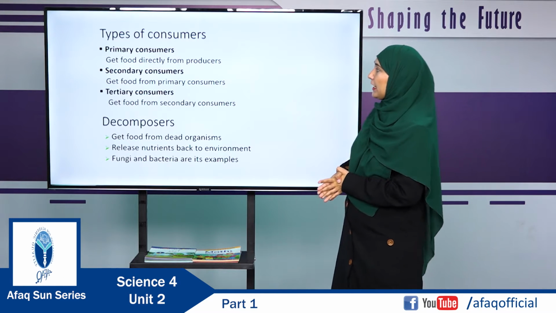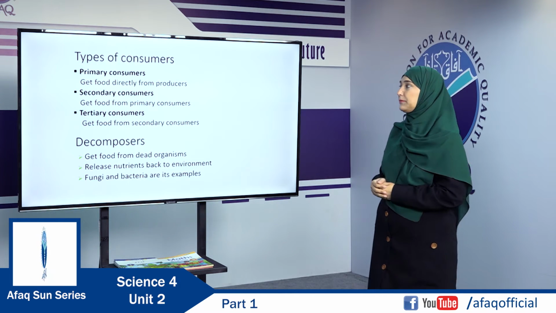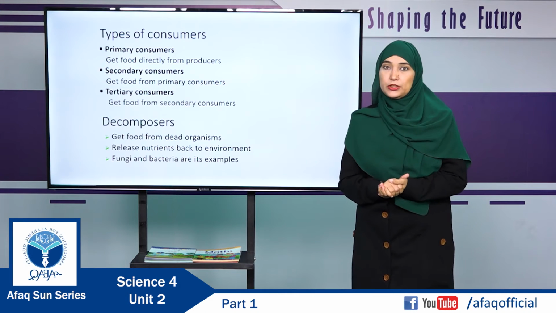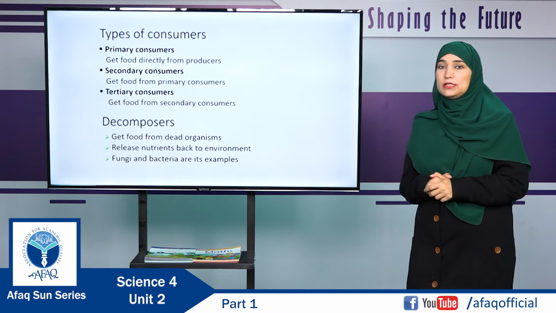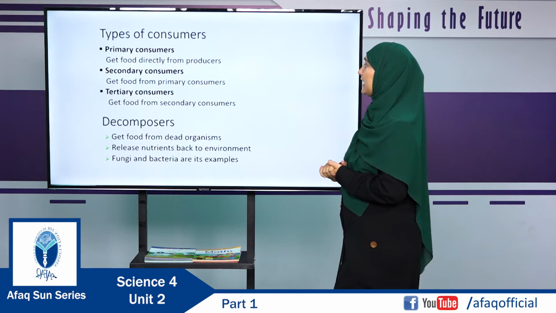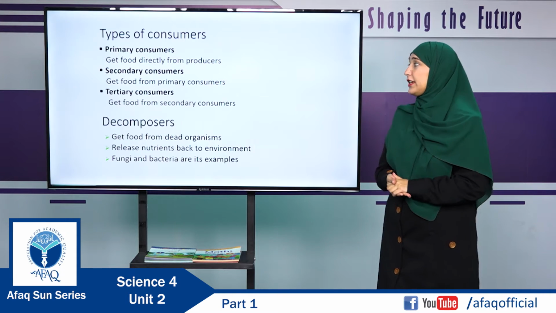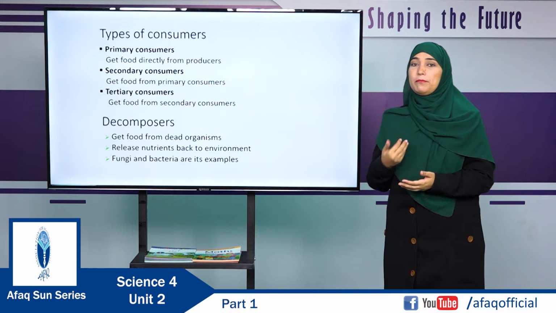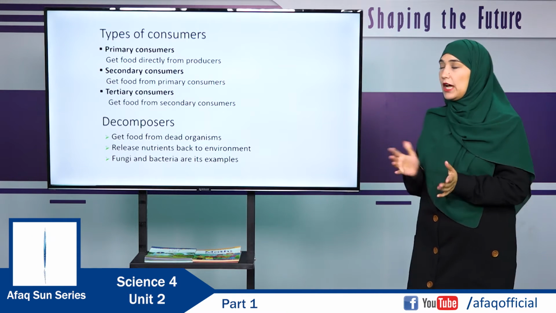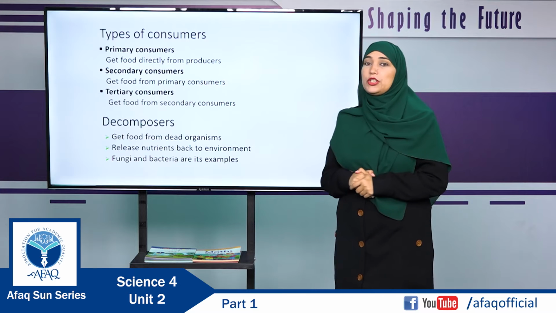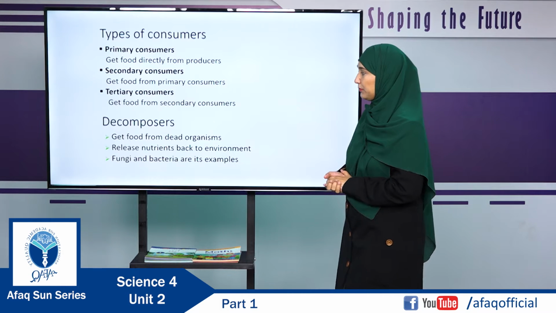Consumers are of 3 types: primary consumers, secondary consumers and tertiary consumers. Primary consumers are those consumers that get food directly from producers. What are producers? Producers are plants. So you can say that primary consumers are also called herbivores. Secondary consumers get food from primary consumers. They eat those animals that get food directly from plants. And the tertiary consumers are those consumers that get food from secondary consumers.